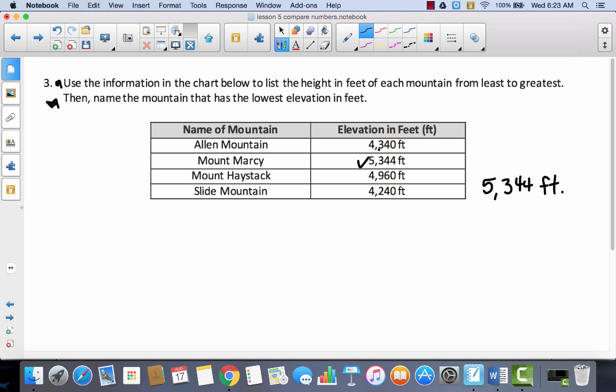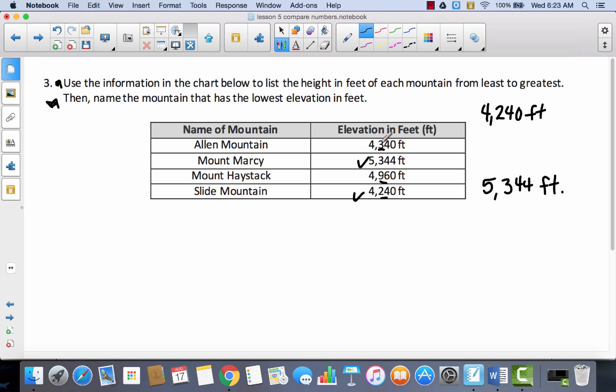Which of these has the smallest hundreds? Well, I see 300s, 900s, 200s. Well, 200s would be the smallest, so I'm going to write 4,240 feet. That's going to be the least.